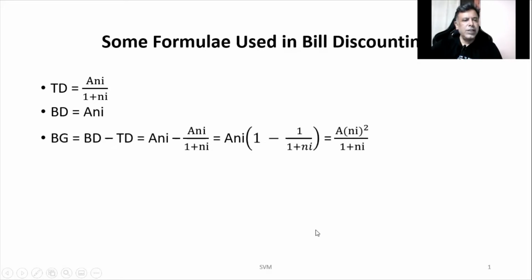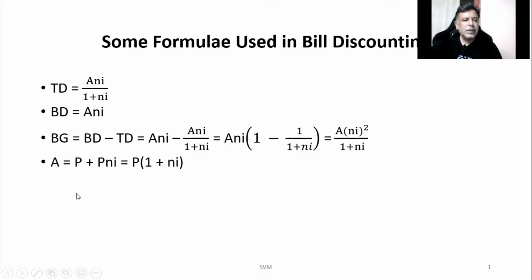Then BG is nothing but banker's gain. Banker's gain is calculated as banker's discount minus true discount. That means we can substitute A N I and then the true discount's formula, which is A N I divided by 1 plus NI. We may notice that A N I is common in both, so that is being taken out. So you will have 1 minus 1 by 1 plus NI, which when we take LCM as 1 plus NI, this will turn out to be A times NI the whole square divided by 1 plus NI.